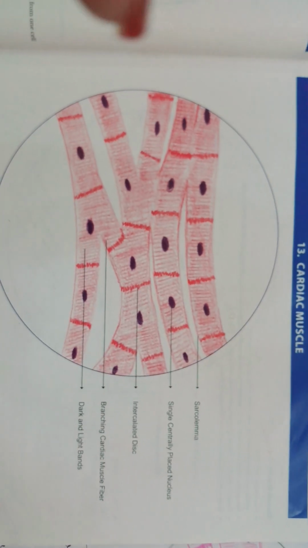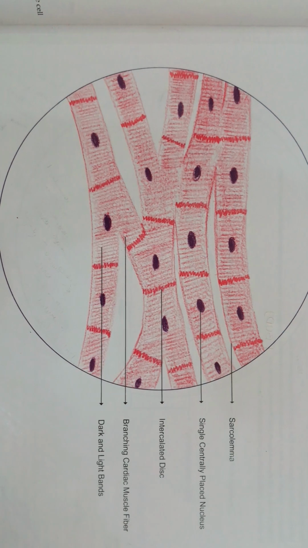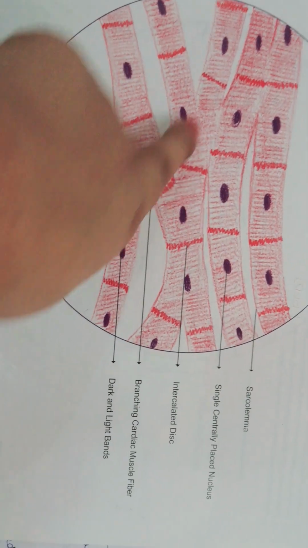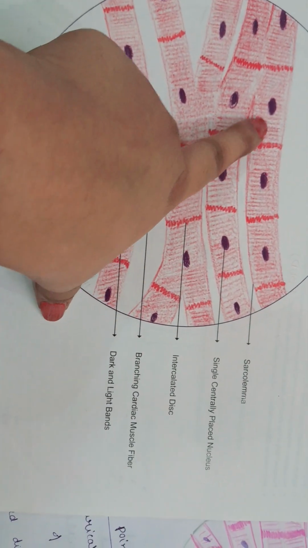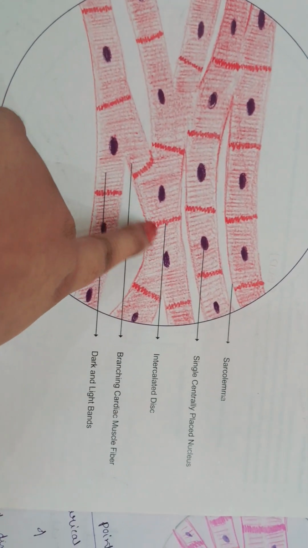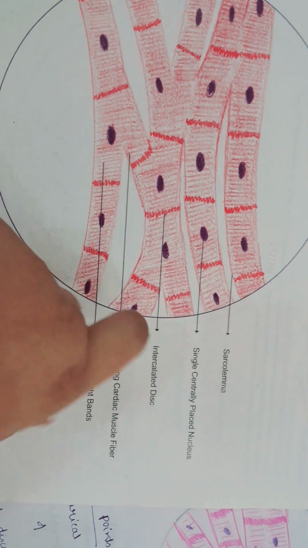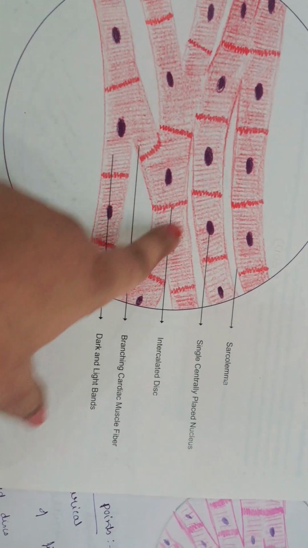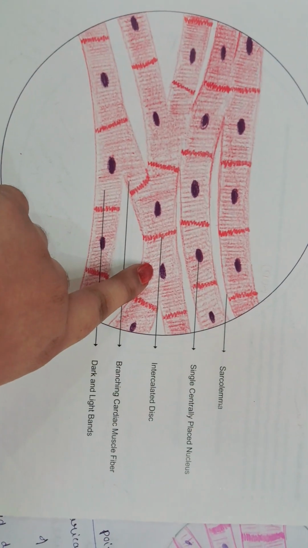Now let us see how to draw cardiac muscle. We need to draw the cylindrical fibers, and we need to draw branches like this, and we need to draw dark and light bands with eosin, and we need to draw intercalated discs darkly with eosin pencil, and we need to draw dark and light bands and centrally placed nucleus.